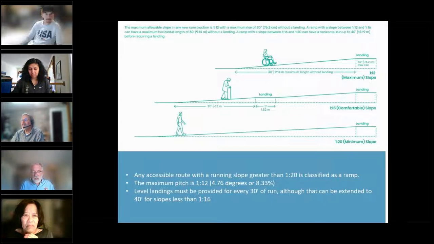The other thing to bear in mind, and this is often overlooked, is, picture yourself cranking up a 30-foot ramp at an 8.3% incline. You get tired. So every 30 feet, you've got to have a level resting spot. And that, as I say, is often overlooked in site designs, but it's an important element for users.